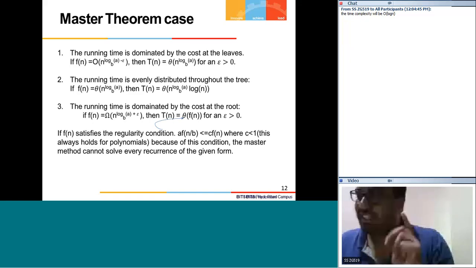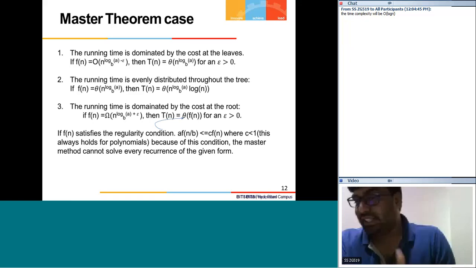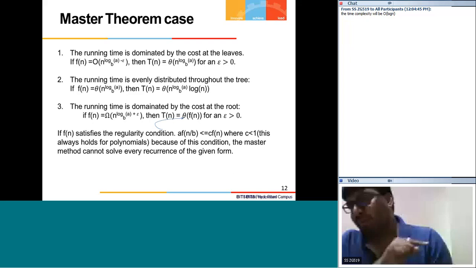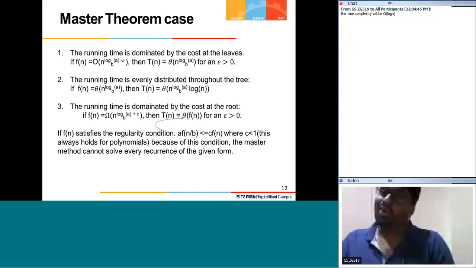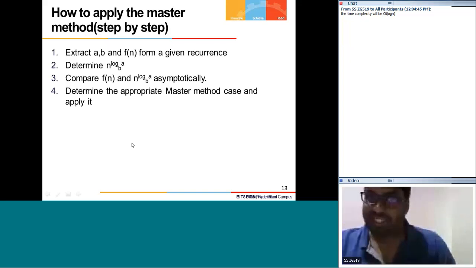So for each we have three conditions. I'll talk about these conditions with an example. But remember one thing: when you're doing case 3, you should always check for a regularity condition, which I will discuss at the time of the example. Leaf node means the bottommost nodes. When we talk about case 2, it covers all the nodes, including leaf and root and everything. Let me go with an example of how to apply the theorem.